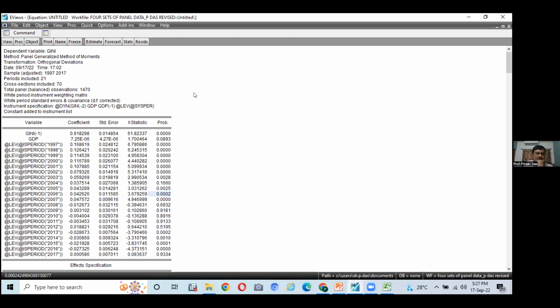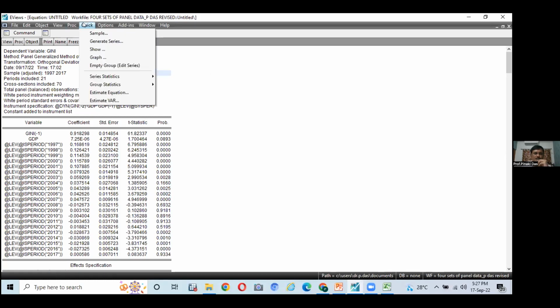You can perform these types of tests in another software like Stata or R, but EViews is quite easy to perform these types of techniques. First task is the panel unit root test. So this is my data. Data is available. I have already transformed the data.